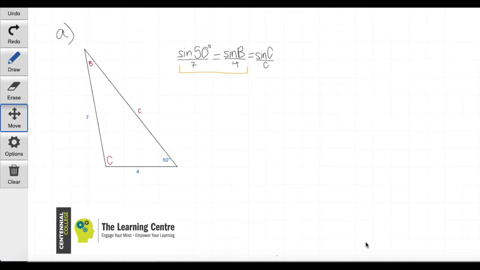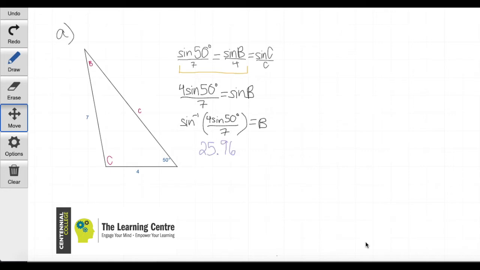We will start by cross-multiplying 4 to the other side to get 4 sine 50 degrees over 7 is equal to sine B, and then we will take the inverse to solve for B. If you want to refresh your memory considering inverses, please refer to our lesson on inverses in trigonometry. And now we have that 25.96 degrees is approximately equal to the angle B. Please store this exact amount in your calculator because you will need it later.